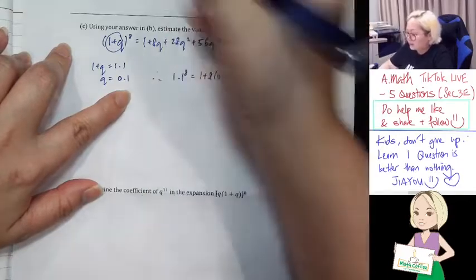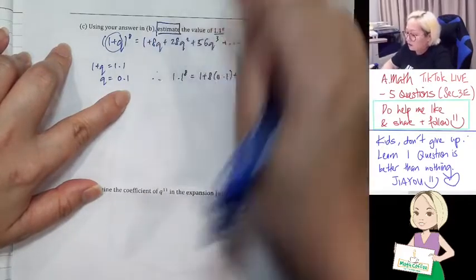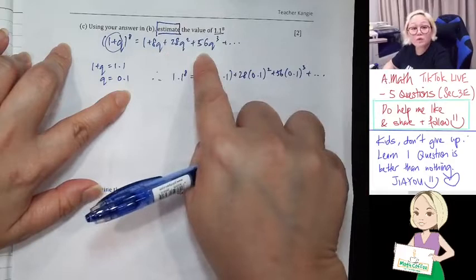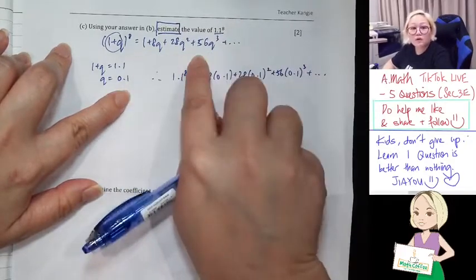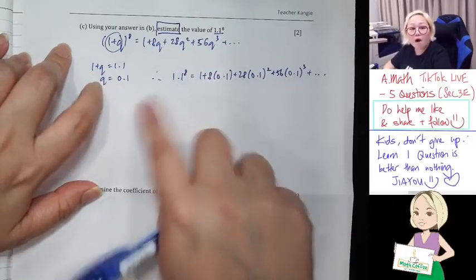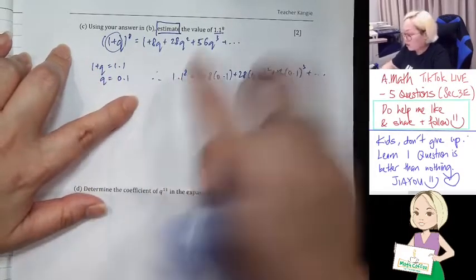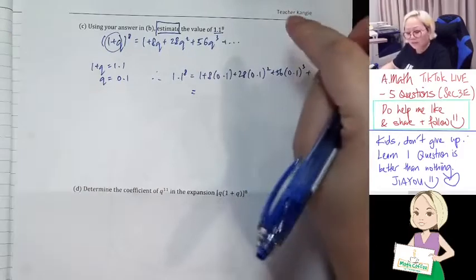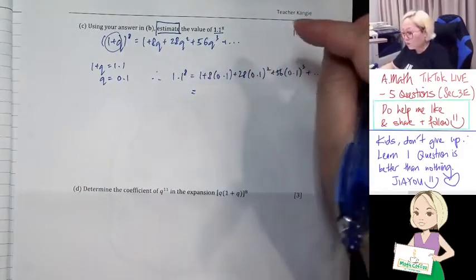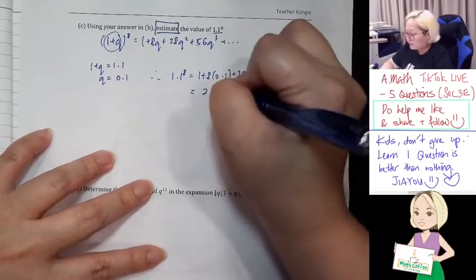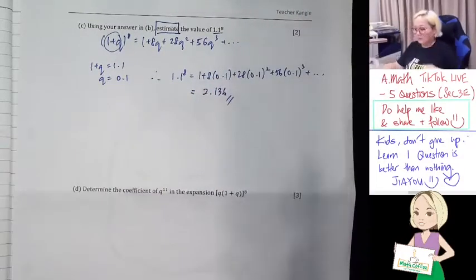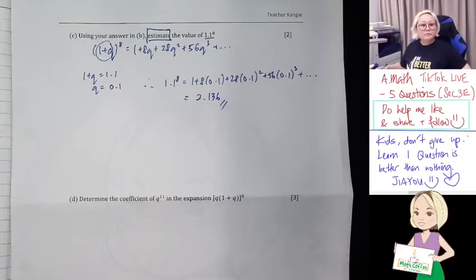And why is it the word estimate? It's because, remember, we only use the first 4 terms. We did not expand everything. So we are just taking the first 4 terms to estimate the value of 1.1 to the power of 8. So of course, press the calculator and you will get 2.136. Done. Okay, so that's for this part.